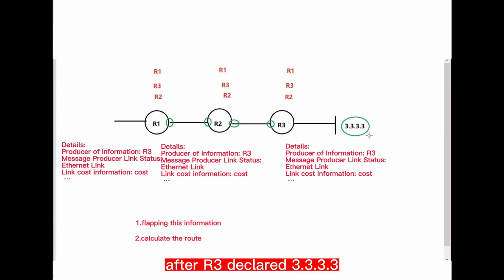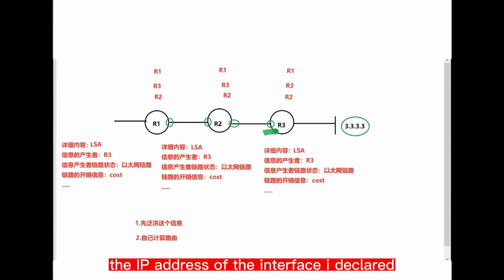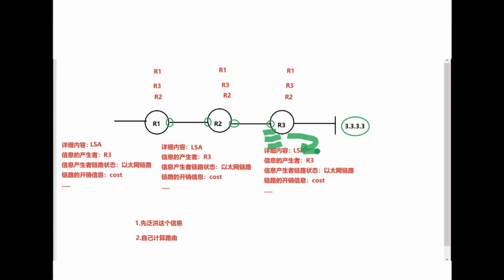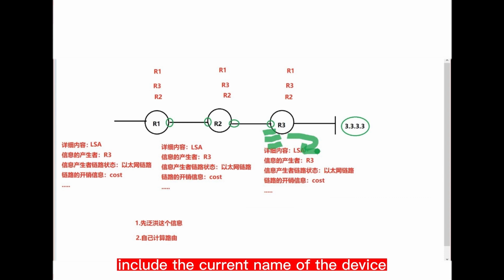After R3 declared 3.3.3.3, this is the same as EIGRP. For example, the IP address of the interface I declared, the mask of this interface I declared, the link type of this interface I declared, they are all the contents of the LSA. Include the current name of the device.